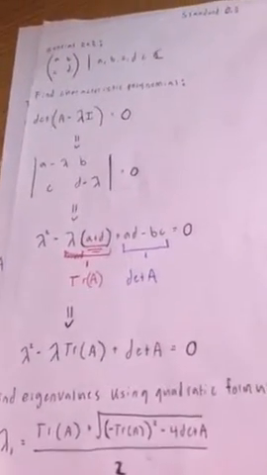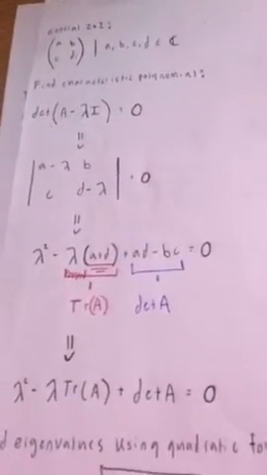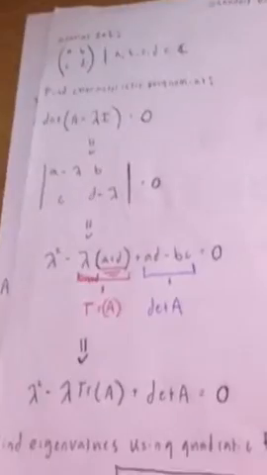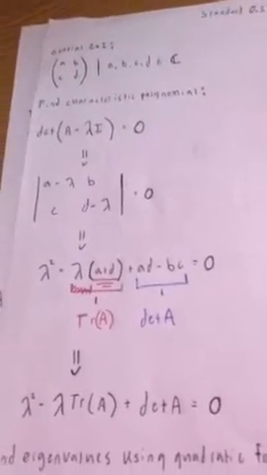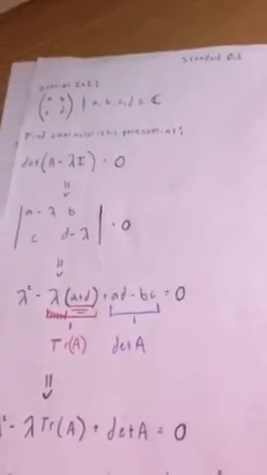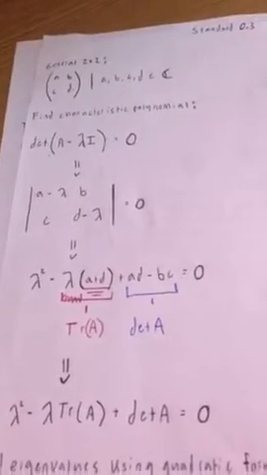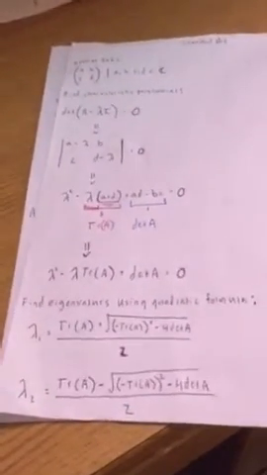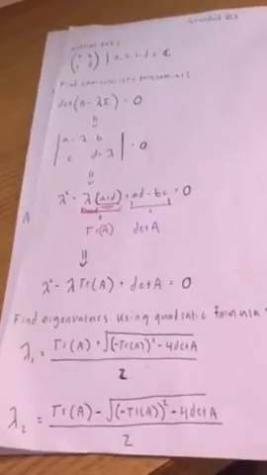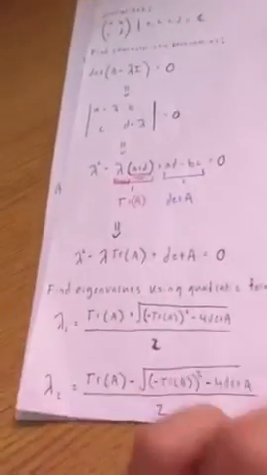So now let's solve. Notice that this is a quadratic equation in lambda, so we can solve for lambda using the quadratic formula, and we are guaranteed to get 2 eigenvalues because this matrix is over the complex numbers. So we'll find the eigenvalues using the quadratic formula, and there they are. They're ugly, but let's add them together anyway and see if we end up with the trace.